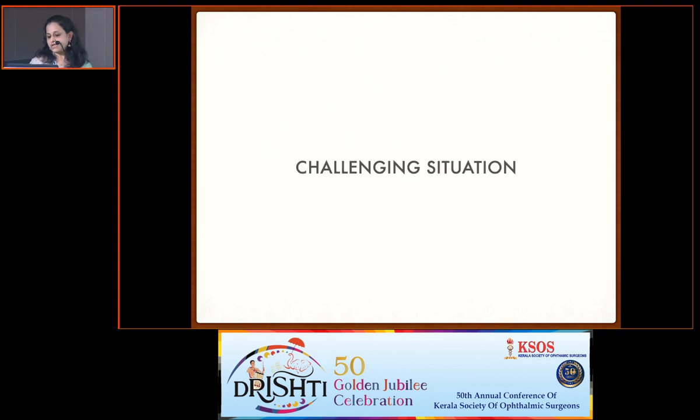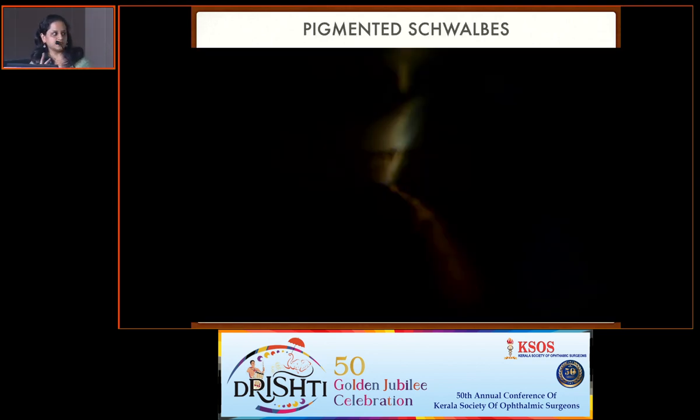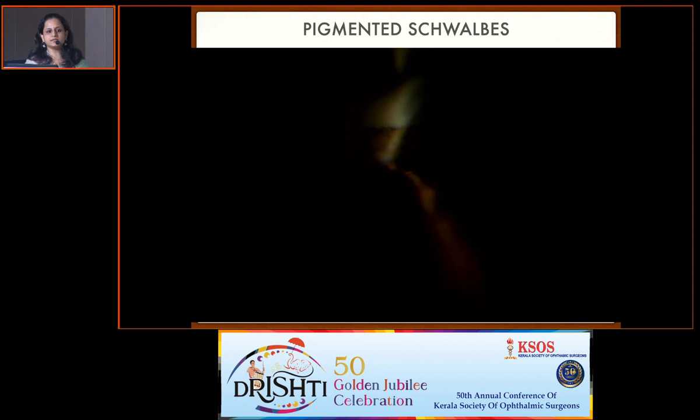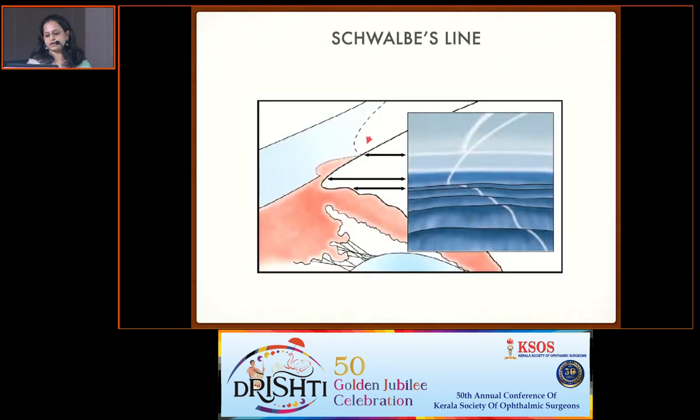Now, some of the challenging situations, I think I'll take 2 more minutes. So always you have a doubt when you see a pigmented Schwalbe's line, whether this is a Schwalbe's line or a trabecular meshwork. So what do you do in such cases?